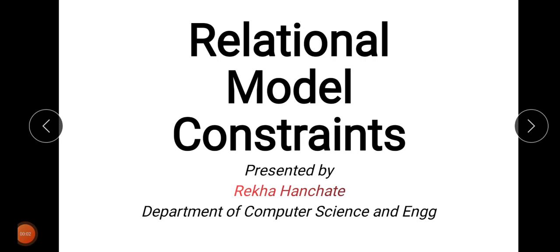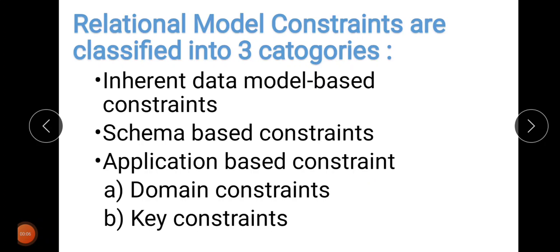Today we are going to see the relational model constraints. Relational model constraints are classified into three categories. One is inherent data model based constraint. Second one is schema based constraints. Third one is application based constraint. Application based constraints are classified into domain constraint and key constraints.